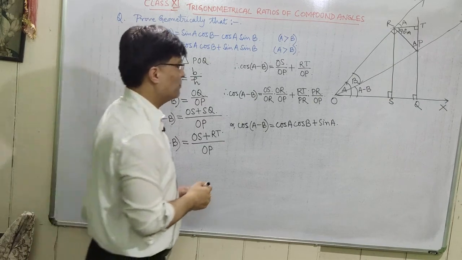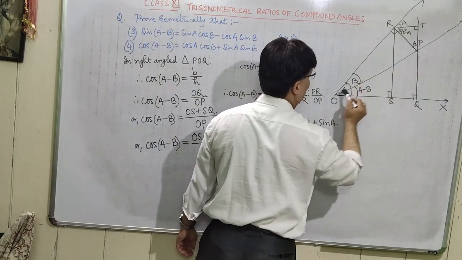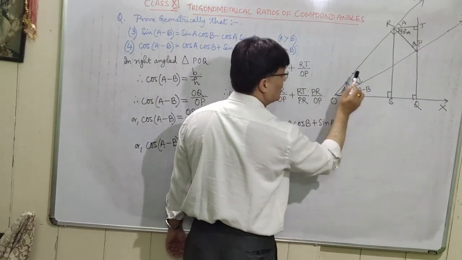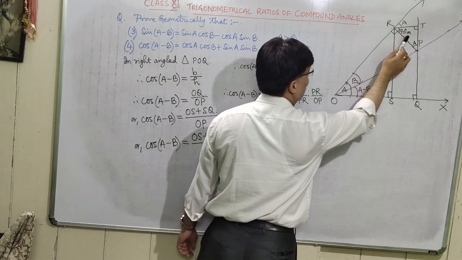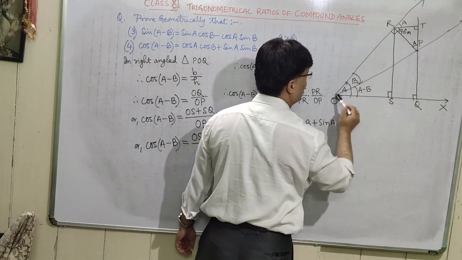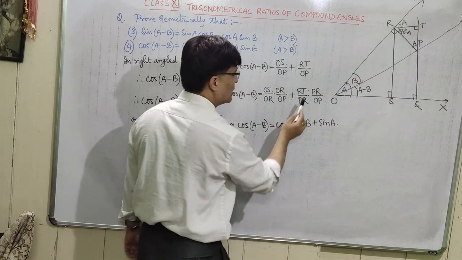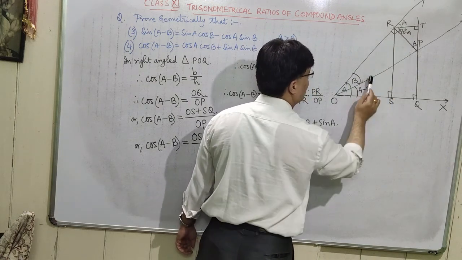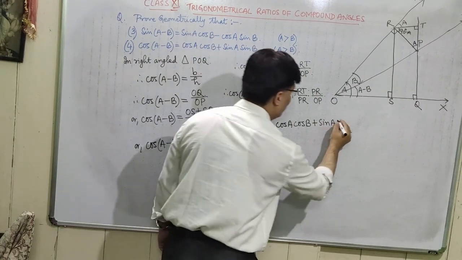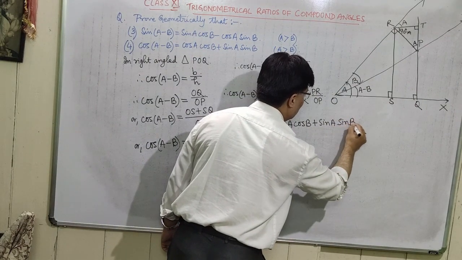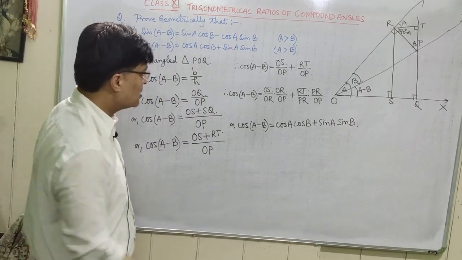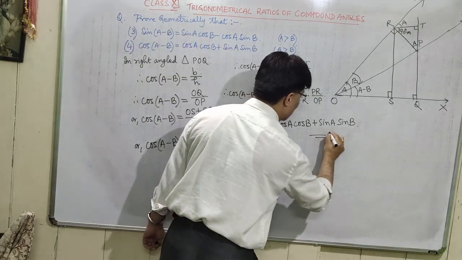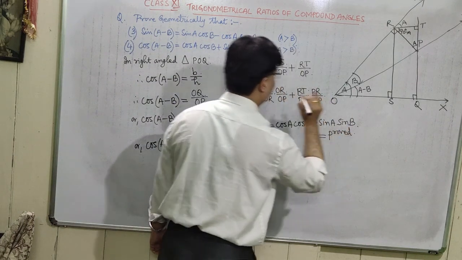What is PR upon OP? So this is your PR upon OP. So POR is a right angle triangle. Here angle B is considered. The side opposite to the angle B will be the perpendicular. This PR will be the perpendicular, OP is the hypotenuse, and OR is the base. So it is PR upon OP. PR upon OP means P upon H, and P upon H means sine B. So we have proved it. That is cos of A minus B is equal to cos A cos B plus sine A sine B.